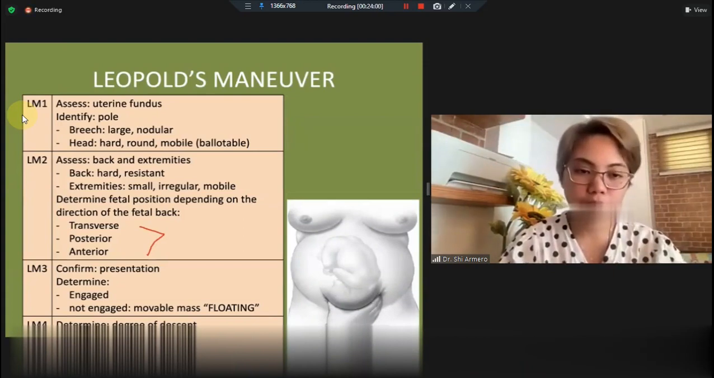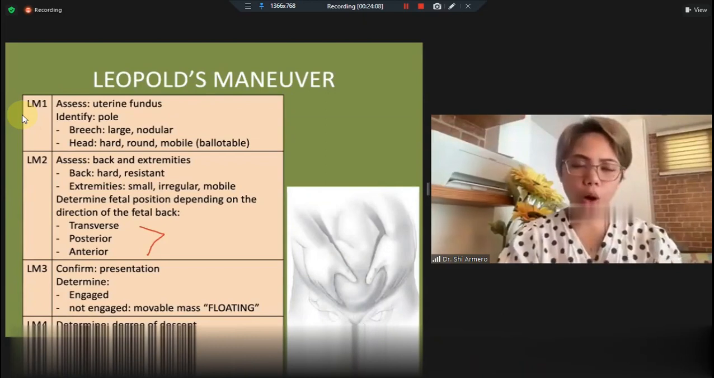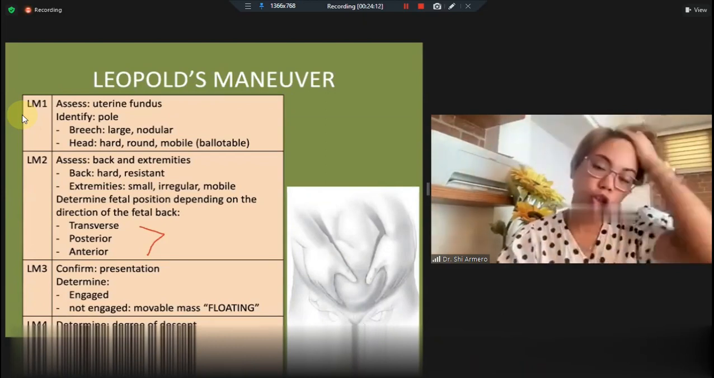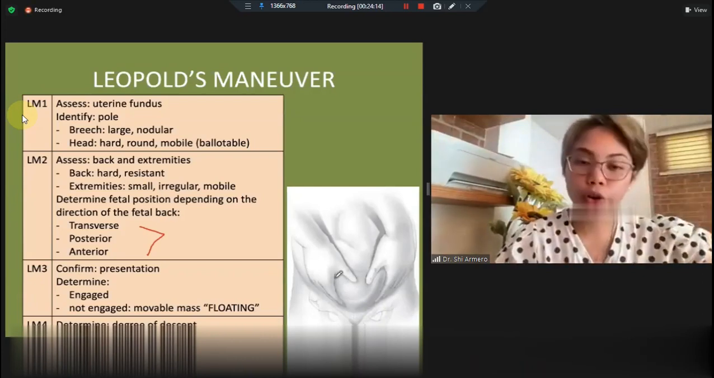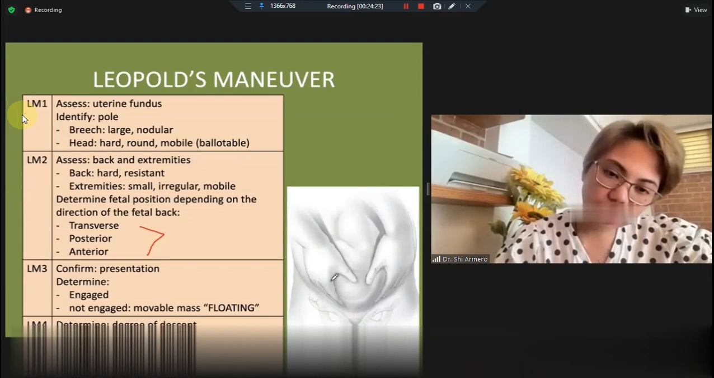So we do the Pawlik's grip. And Leopold's maneuver 4, we identify the degree of descent and the cephalic prominence. If it is occiput, the cephalic prominence is opposite the occiput. So when we do Leopold's maneuver 4, the prominence is at the other side. Here is where the prominence is felt in a vertex presentation.